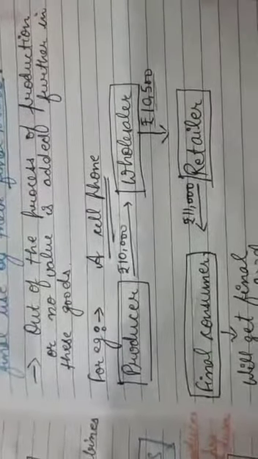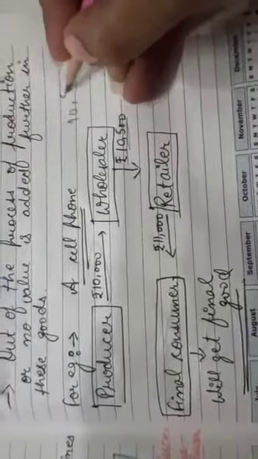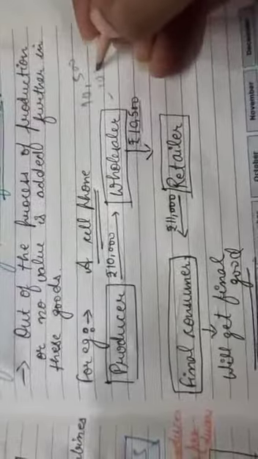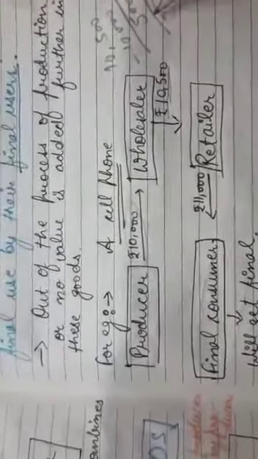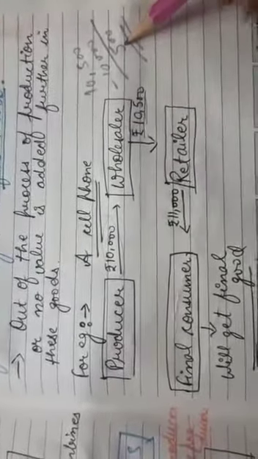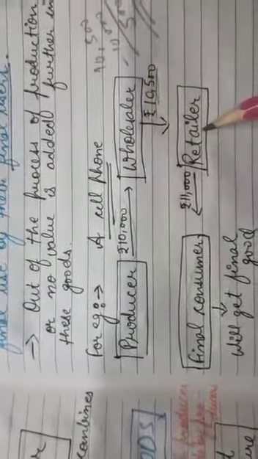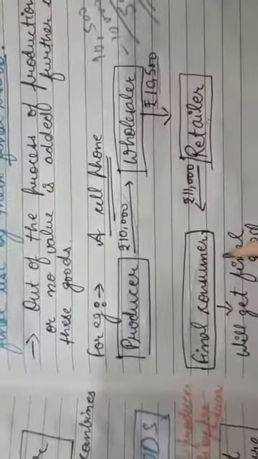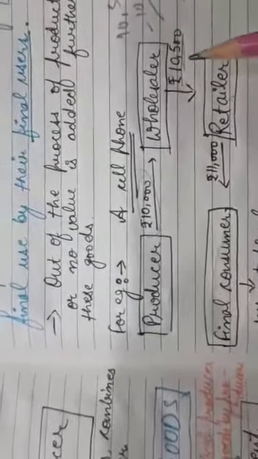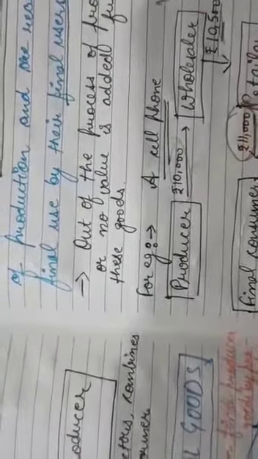So how much value is being added over here? The value added by the wholesaler at this stage is 10,500 minus 10,000, that is rupees 500. Now this rupees 500 has been added by the wholesaler in the price of that same cell phone. Now what will the retailer do? The retailer will further sell it to the final consumer, and he has also added some value to the cell phone, and he will sell it at rupees 11,000.